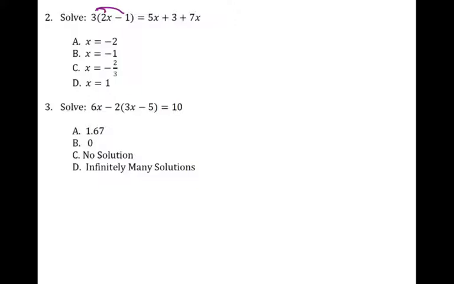So I have 3 times 2x is 6x minus 3 times 1 is 3 equals, and if I look on the right-hand side, I have my x's over here that I can combine. So I can also use the property of combining like terms. So 5x plus 7x is 12x plus 3. Now from here, what I need to do is get variables on one side, number on the other.